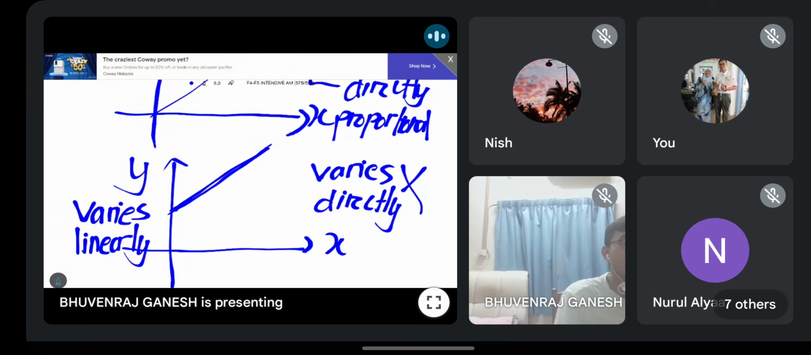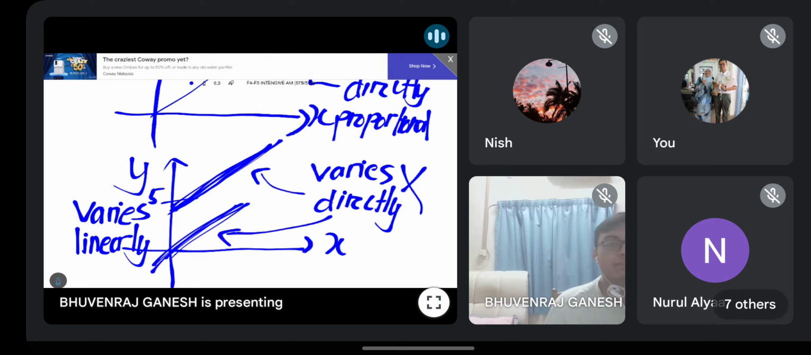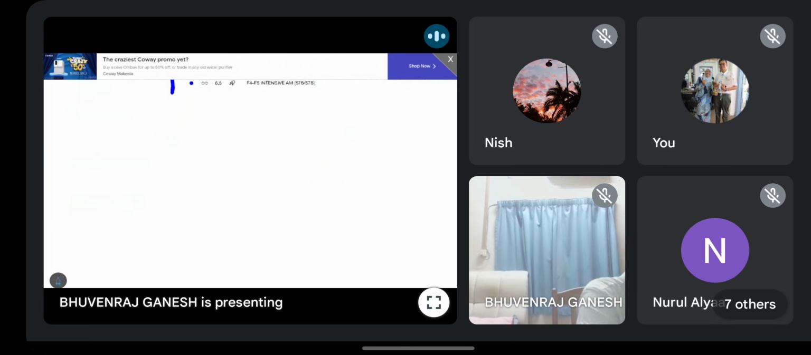Linear means straight line. Tapi untuk directly proportional, dia kena sentuh asalan. Tapi yang ni tak sentuh asalan. Okay, dia ada nilai kat sini, contoh 5. So this is the difference you all must know. This one is not varies directly. Remember, varies directly, dia kena nampak macam ni. Kena sentuh asalan. Okay guys? So this is one thing you all must know on variation also. Okay, so next one.